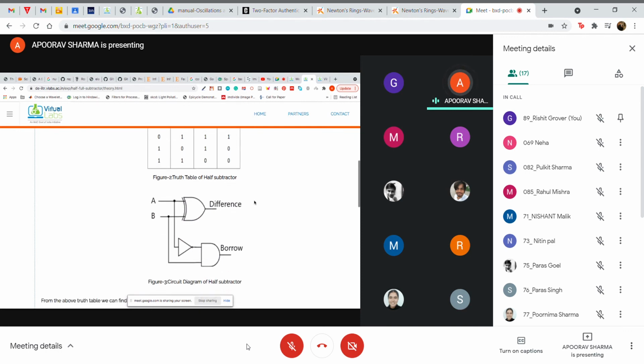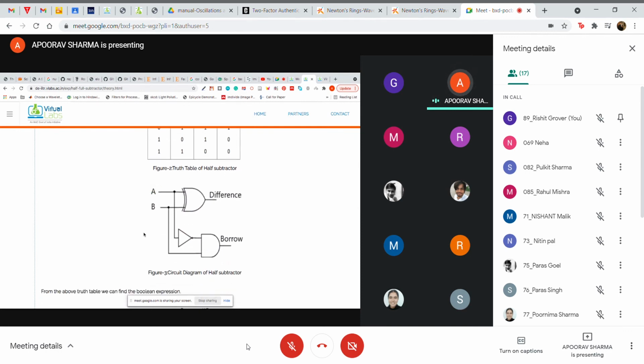And what is the difference in the circuit here? Your sum output is very similar to your difference output. In case of half adder, the sum output was also A bar B plus AB bar, which was realized through an XOR gate. And in the case of half subtractor, the difference output is also realized through an XOR gate, which is A bar B plus AB bar. Okay, there is a slight difference.